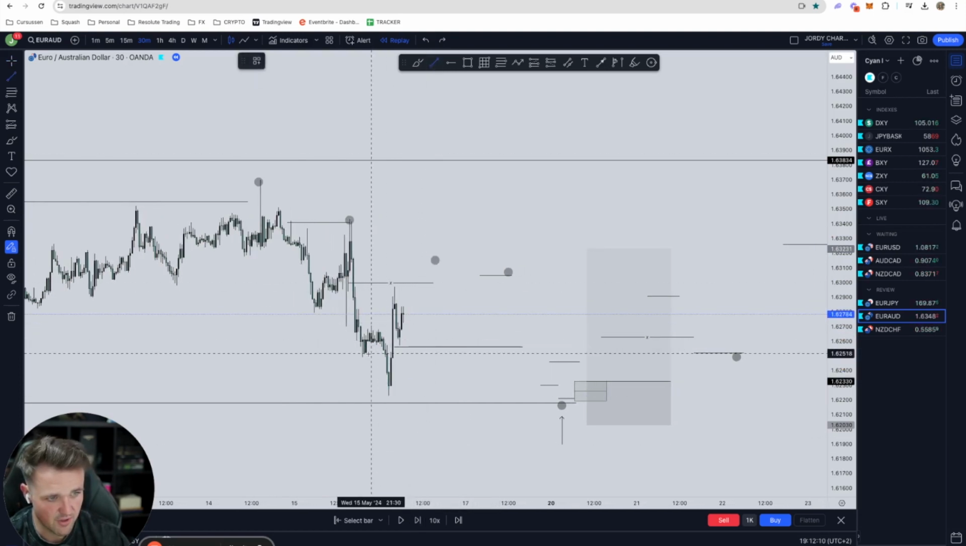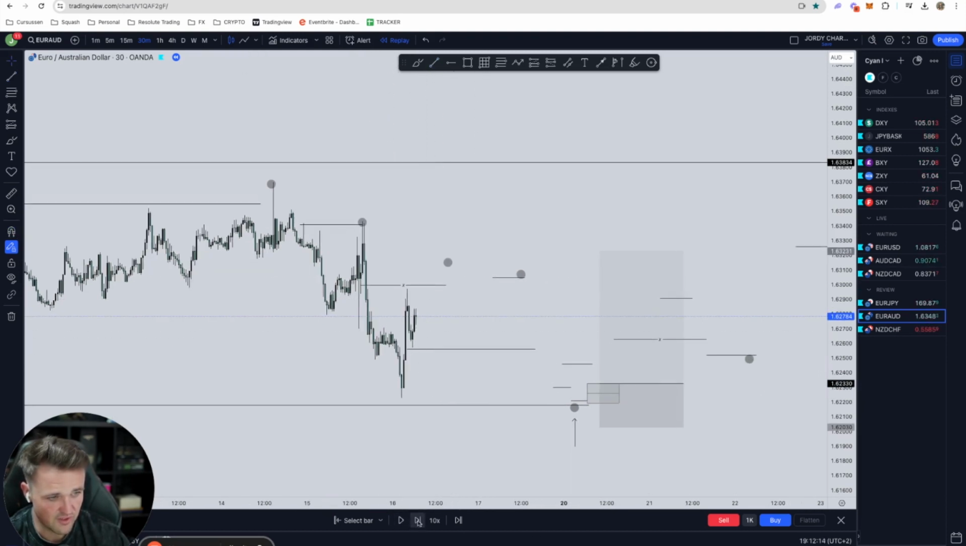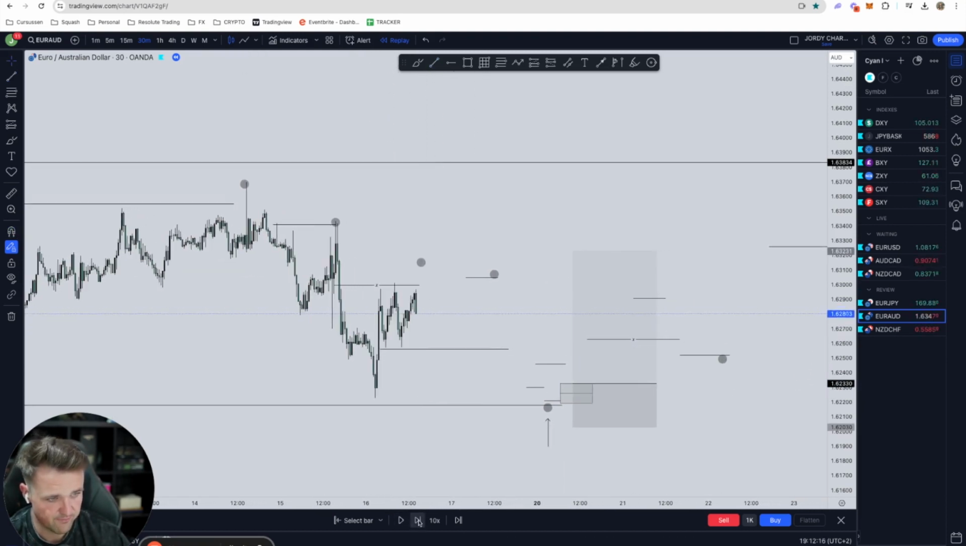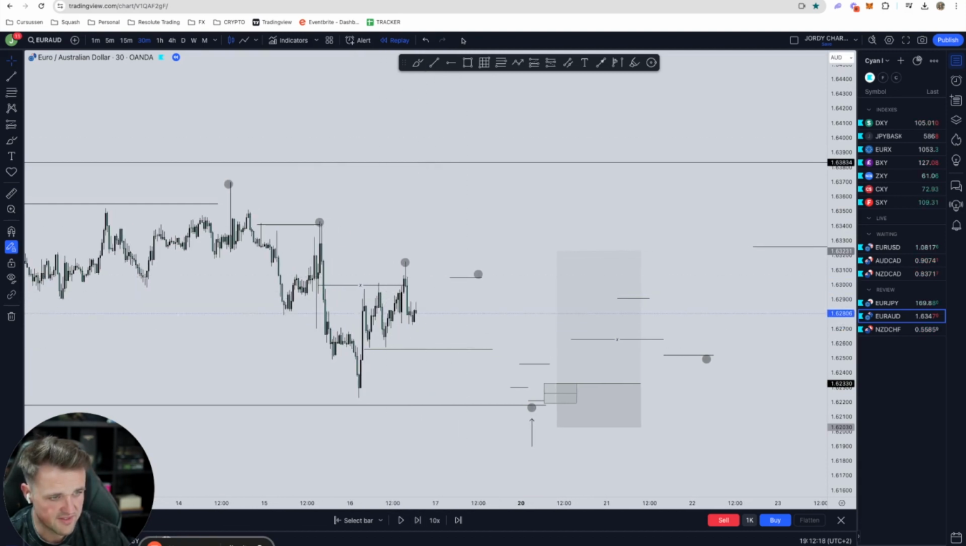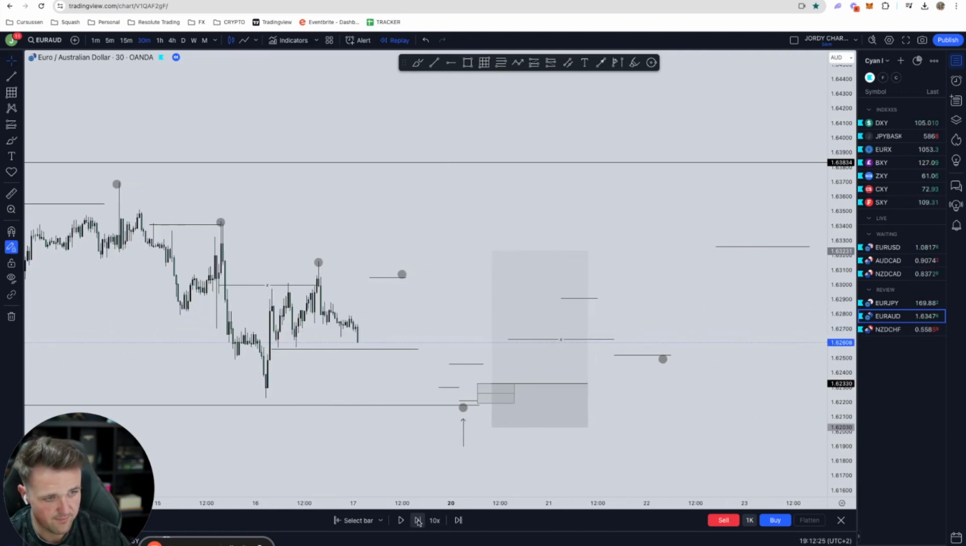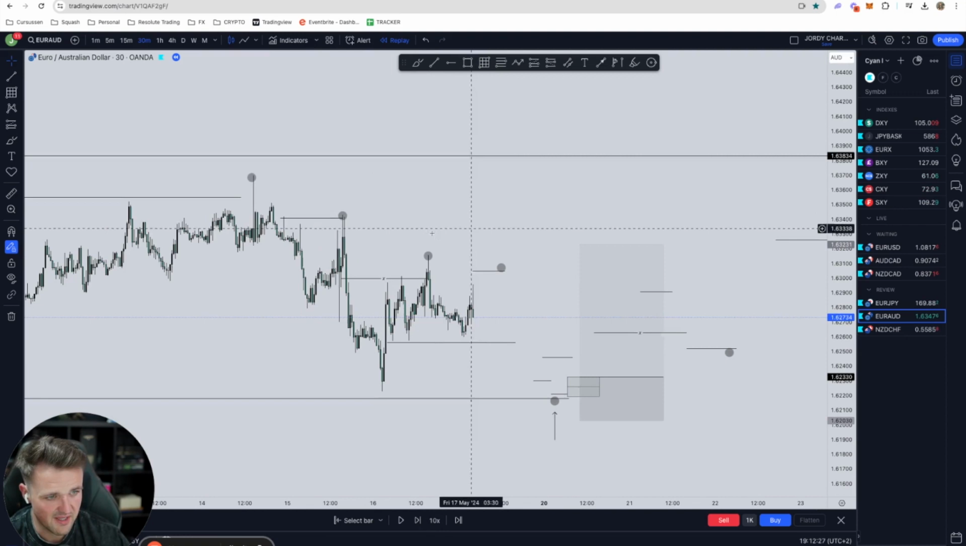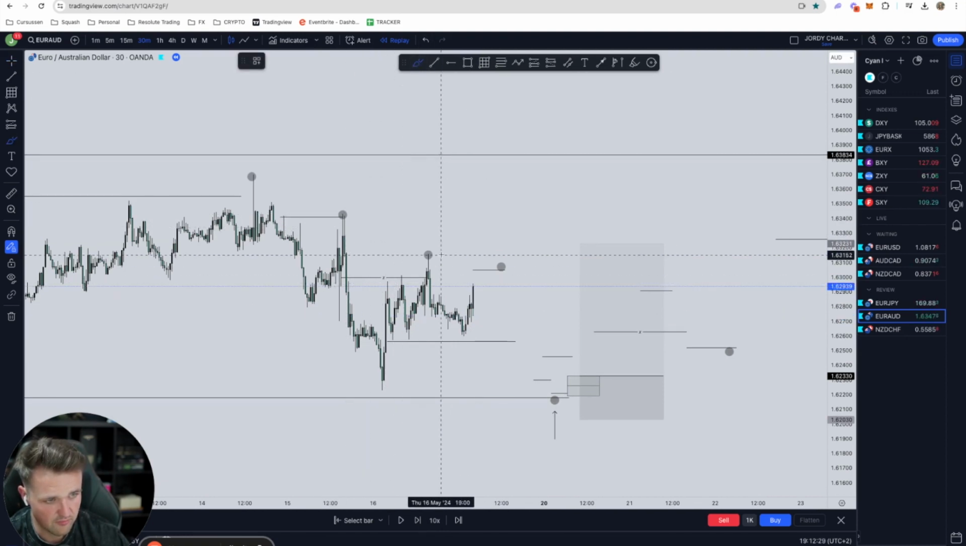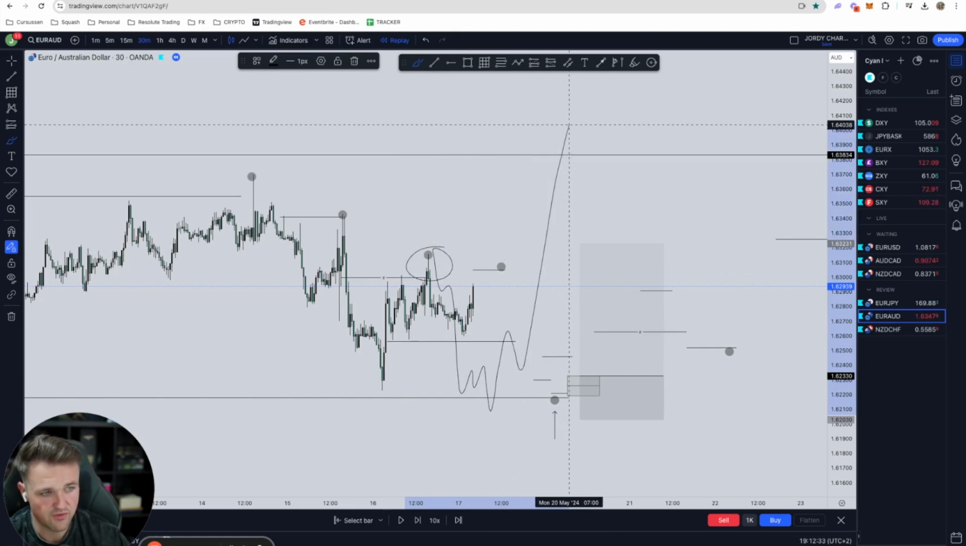Here we have the same model, PO3, accumulation, manipulation, distribution. You could have traded this, but it's too soon for me. And then we get the same thing on the other side. We still sweep bearish. So to me, I wouldn't look for longs just yet. Preferably, if I want to take the setup long, I want this to happen first, then we get the sweep, and then we could take it.